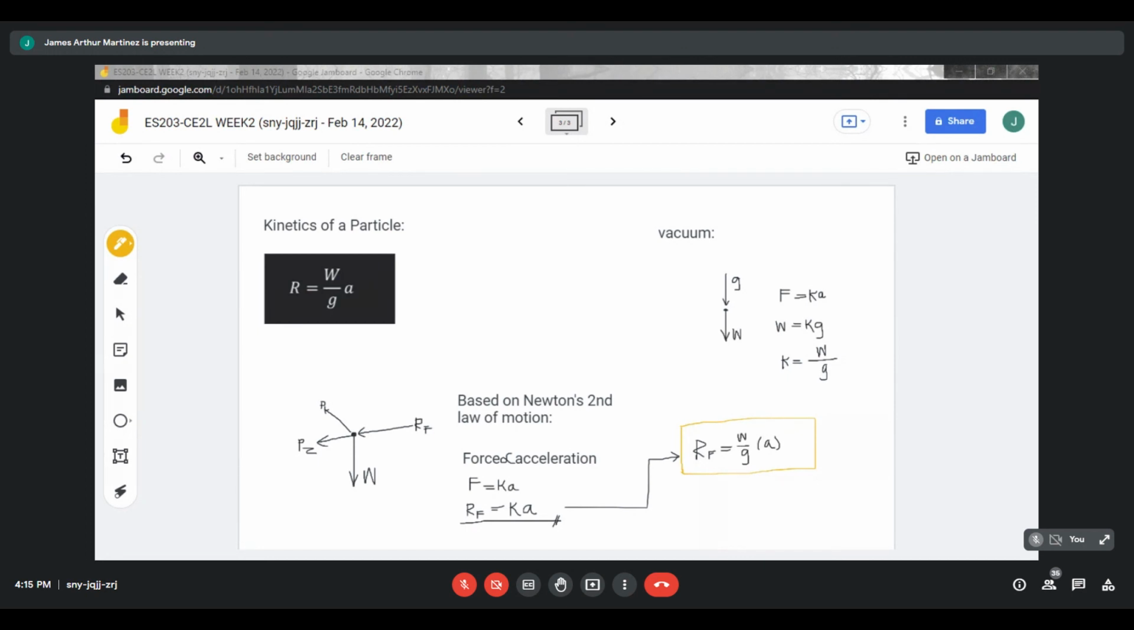So next week, in the next meeting, we will apply these concepts and principles to different applications, which are translation, rotation and plane motion. But again, we will take up translation first. So next week our topic is about rectilinear translation, and we will apply the basic principles that I introduced today. So any questions or clarifications?